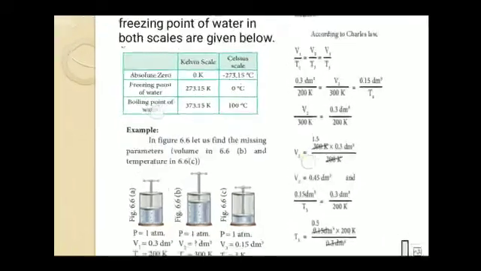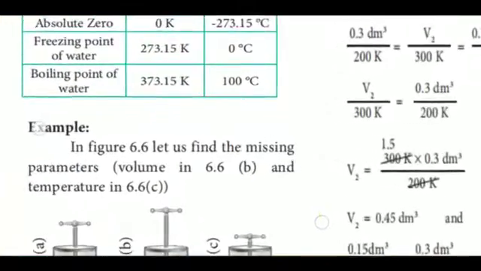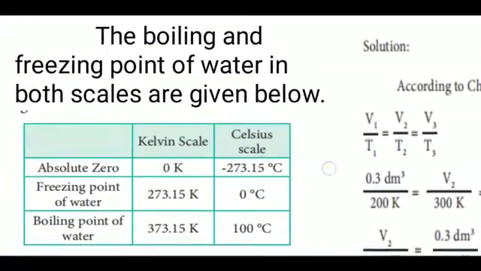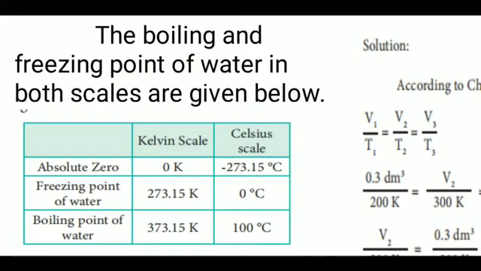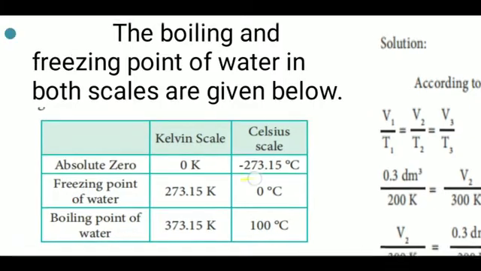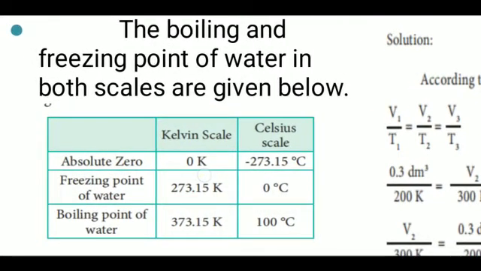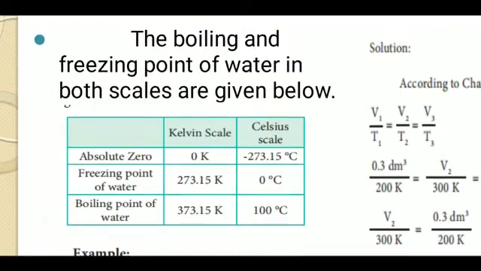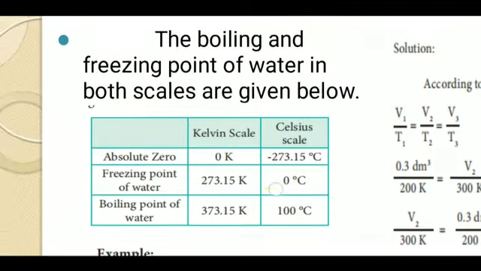We discussed the difference between the Celsius scale and the Kelvin scale on the boiling and freezing point of water in both scales. Now we are going to see the tabular column. It is given that absolute zero is 0 Kelvin. Already we know the same for the Celsius scale is minus 273.15. The freezing point of water is 0 degrees Celsius.